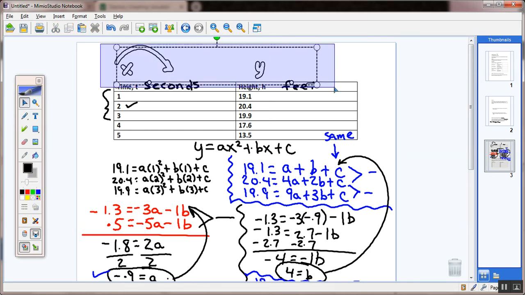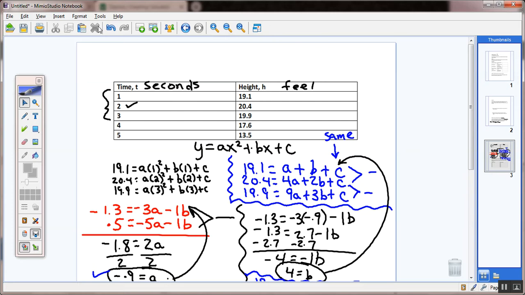We would end up with, for this table, a good model would be y equals, okay, if I'm using ax squared plus bx plus c again, what's taking the place of a now, kids? Wasn't it -0.9 times x squared plus bx? What do we get for the b value? 4. Plus our C value, which was what? 16.